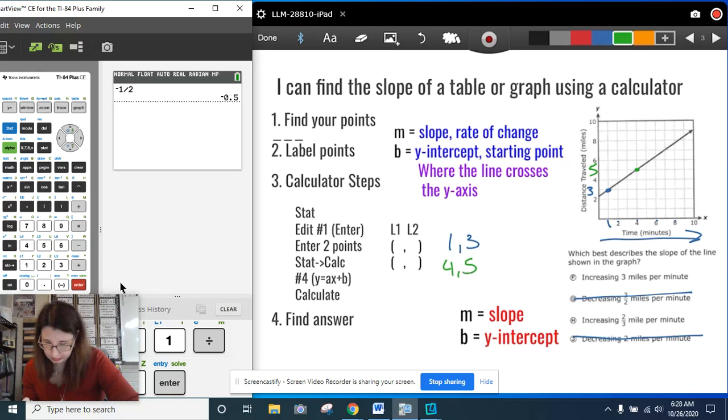Let me double check. I came over 1. On this one, I came over 4 and up 5. And on this one, I came over 1 and I went up 3. Okay, now I've got my points, and my table and points need to match just like that.